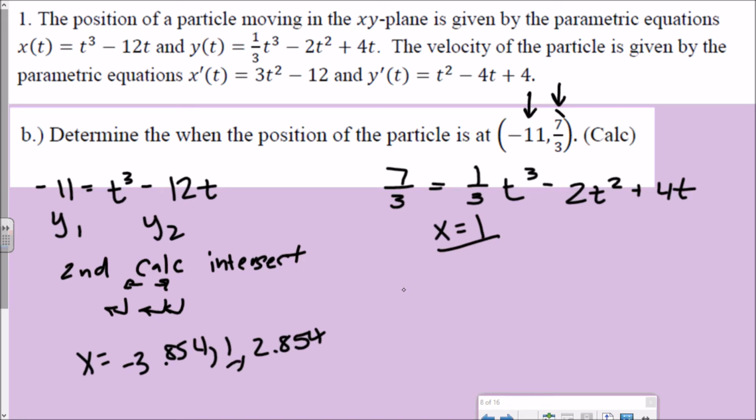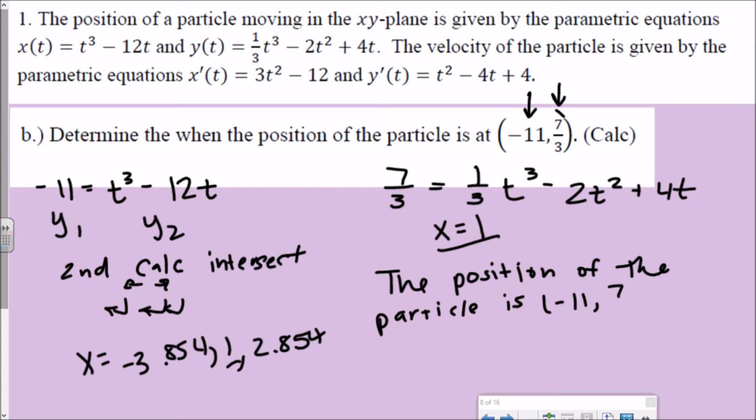And then we would write it out in the correct form. So I would say the position of the particle is negative 11, positive 7/3 when t is equal to 1. Notice I didn't say x, right? Because the real value it's looking for is t. I said x here because that's what the calculator says, but even these really should be t's. So something to keep in mind as you move forward.